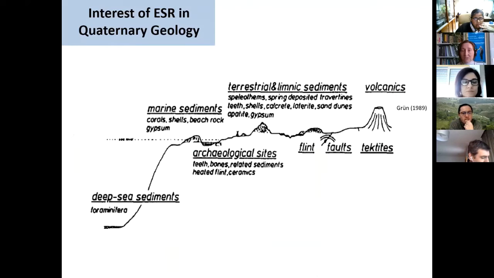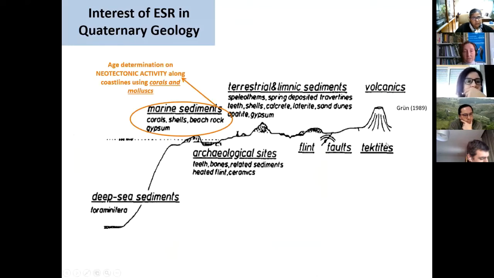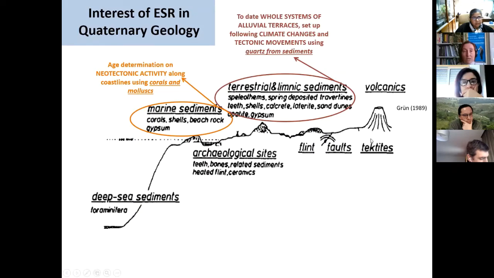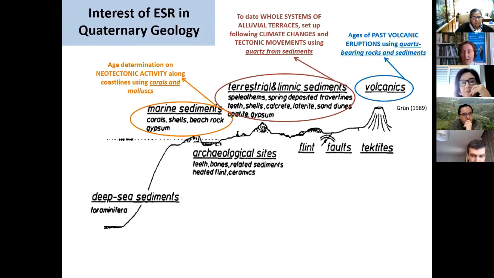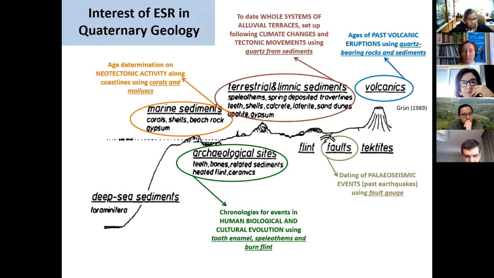That means that many different geological contexts can be dated by ESR, and many different kinds of information can be obtained using this technique. For example, we can determine the neotectonic activity along coastlines using corals and mollusks. We can date whole systems of alluvial terraces set up following climate changes and tectonic movements using quartz from sediments. And we can calculate the age of past volcanic eruptions or paleoseismic events, also using quartz. We are also able to establish chronologies for events in human biological and cultural evolution using tooth enamel, speleothems, or even burnt flint.